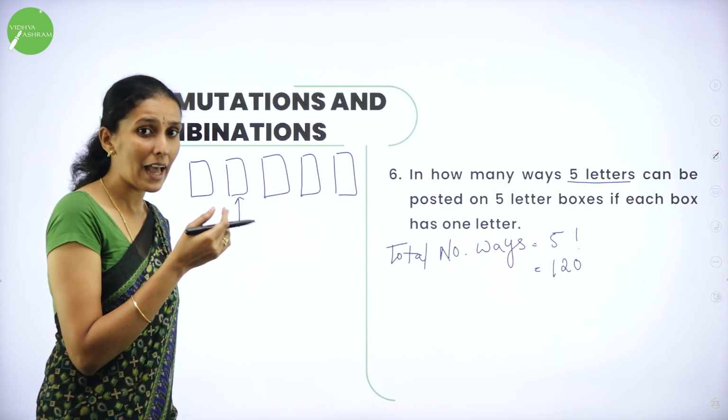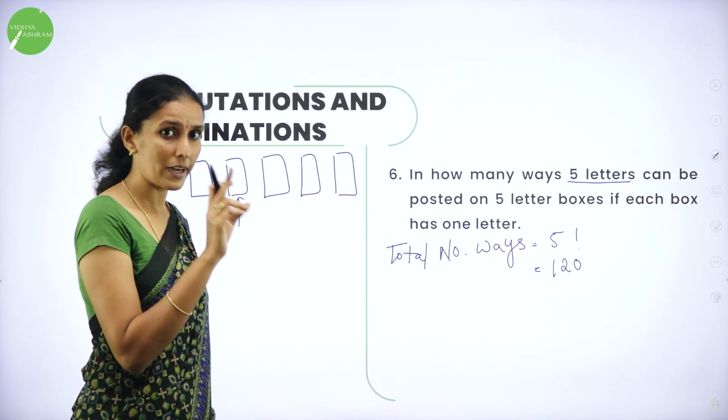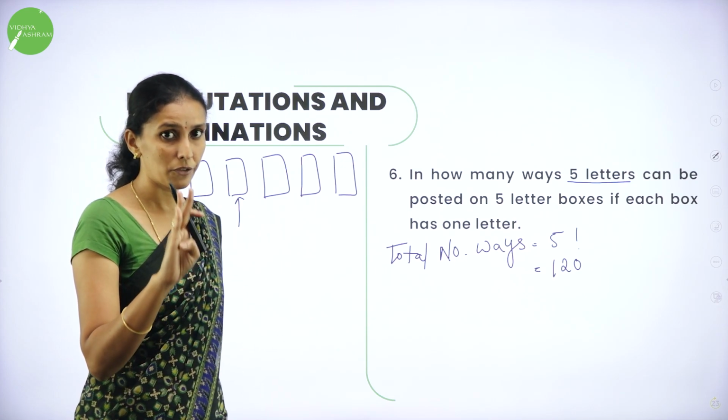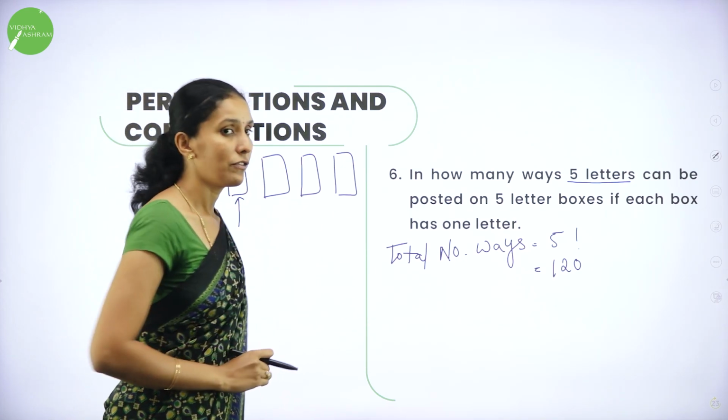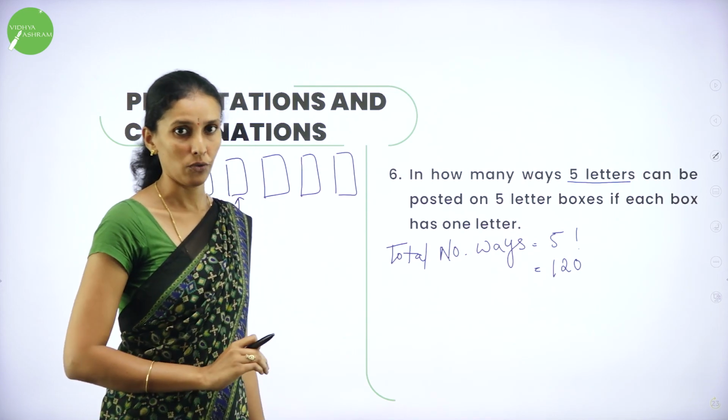Okay, so we have used 1 letter box for 1 letter, then we are left with only 4 letters with 4 different boxes. So that's why my answer for this question is 5 factorial.